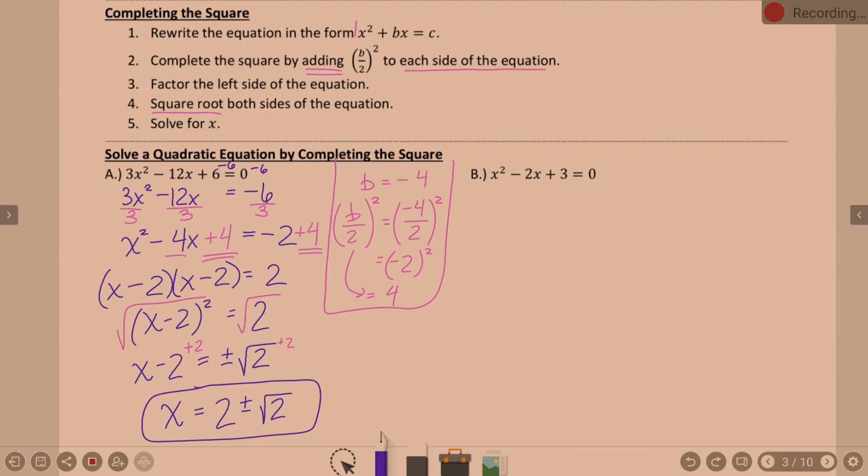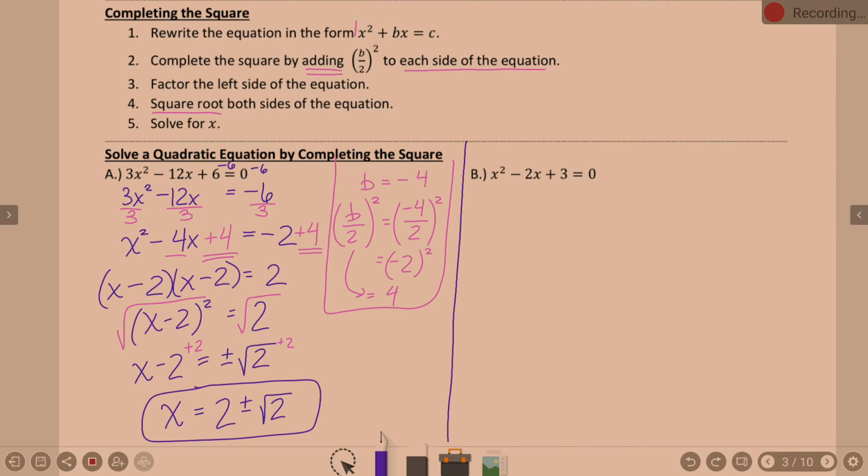Could some of these problems be solved other ways? Yes, they could. But I'm going to tell you right now, this one, based on looking at this answer, you couldn't have just factored the original problem. It would not have factored. So you have to have another option than factoring. We'll talk about quadratic formula next week. That would be an option. But completing the square is also an option.